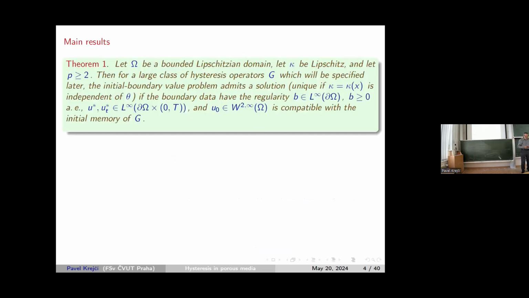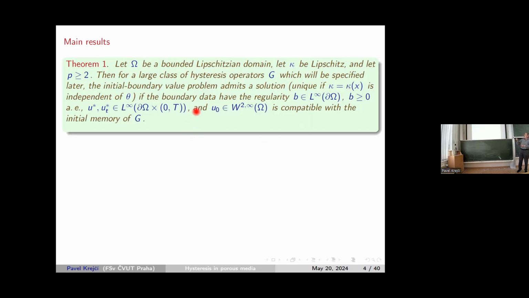Now, the result I would like to show here, when I try to convince you that the result is correct, is that if omega is a bounded Lipschitzian domain, kappa is a Lipschitzian function of x and theta, p is greater or equal than 2, then for a large class of hysteresis operators G, which I will specify later, the initial boundary value problem admits a solution, unique if kappa is independent of the saturation. If it does depend on the saturation, we don't know.